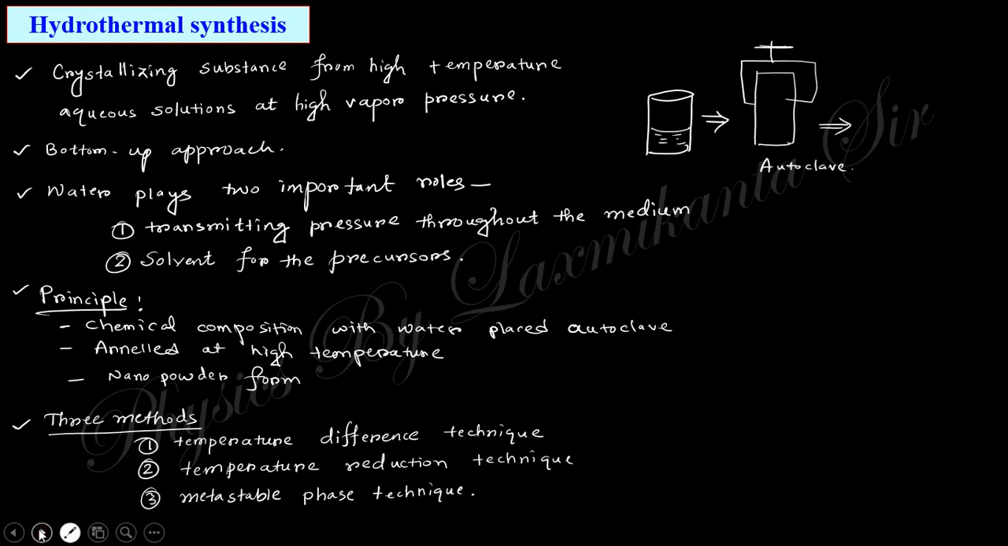Next is hydrothermal synthesis. You need an autoclave in which the chemical composition is placed, and then it is annealed, that is, heated. You will get the thin film. This is a bottom-up approach, and water is placed within this autoclave. There is pressure transmitted throughout the medium, the pressure will be the same due to the water, and the nanopowder will be formed.